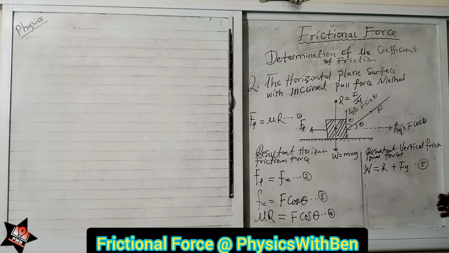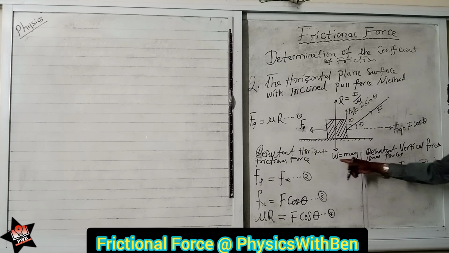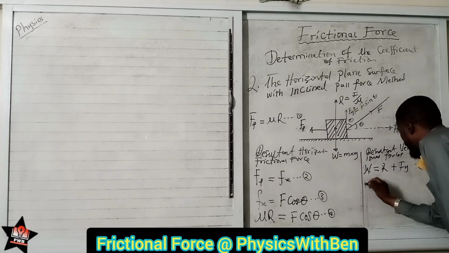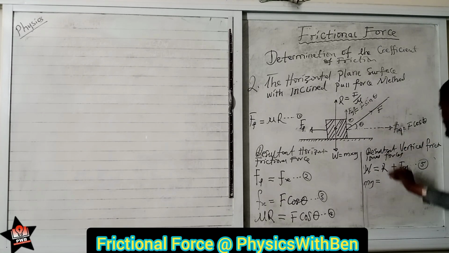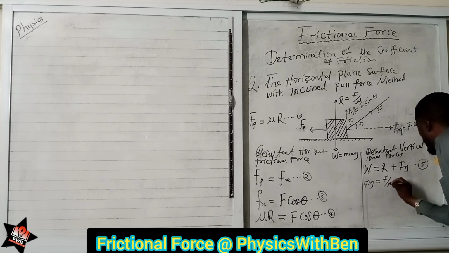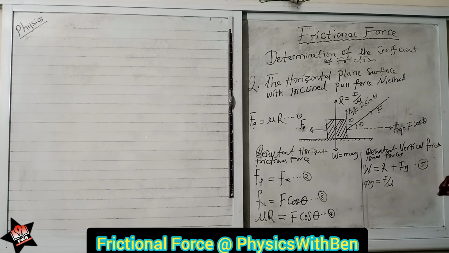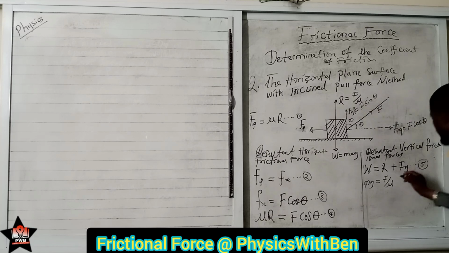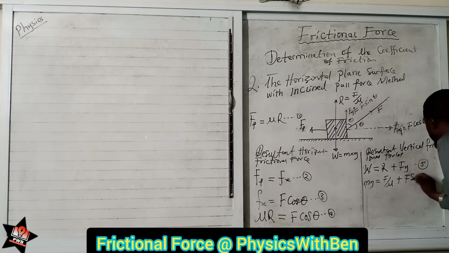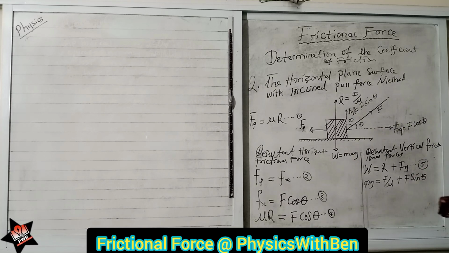Substituting every variable correctly, our W is mg, so mg is equal to R. R is F all over the coefficient of static friction, and Fy is F sine theta, so mg equals F over mu plus F sine theta. We can call this equation number 6.